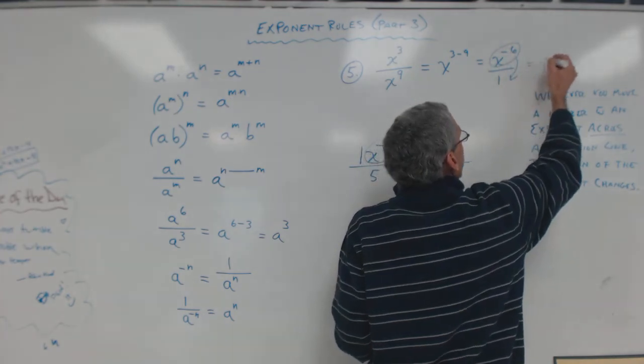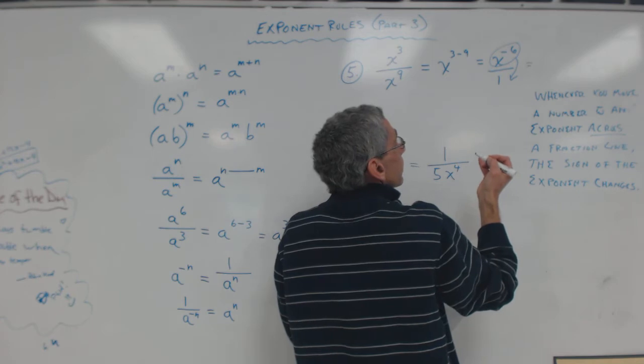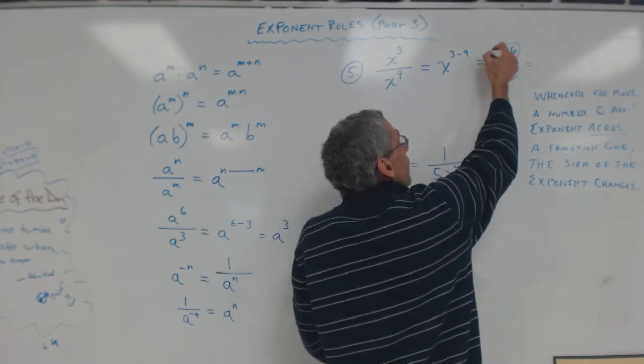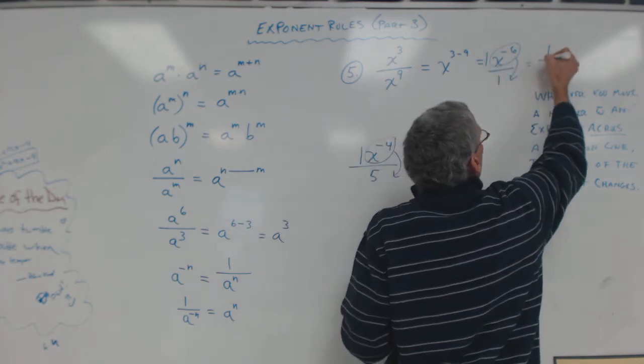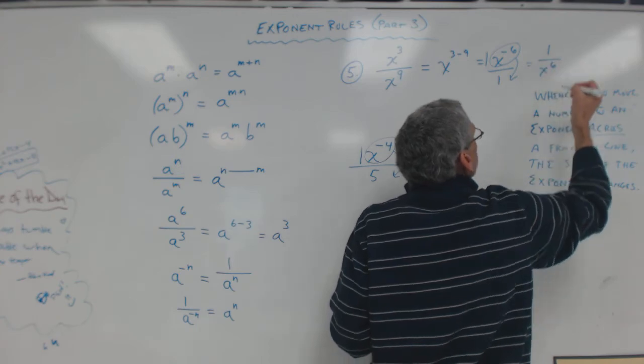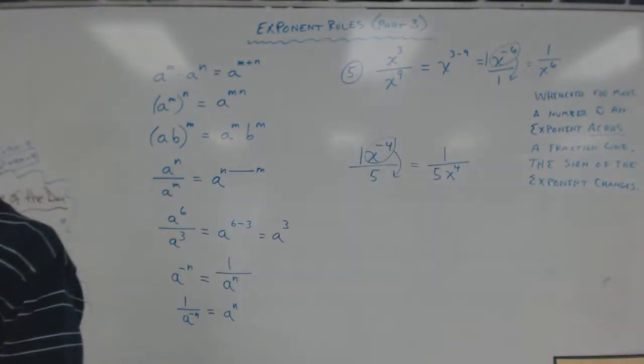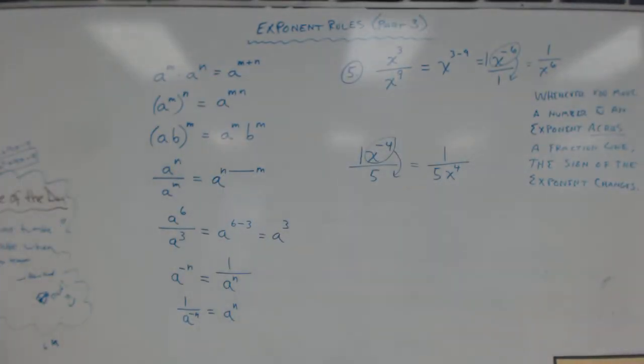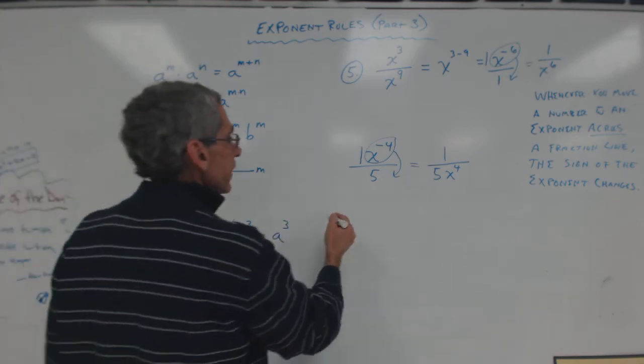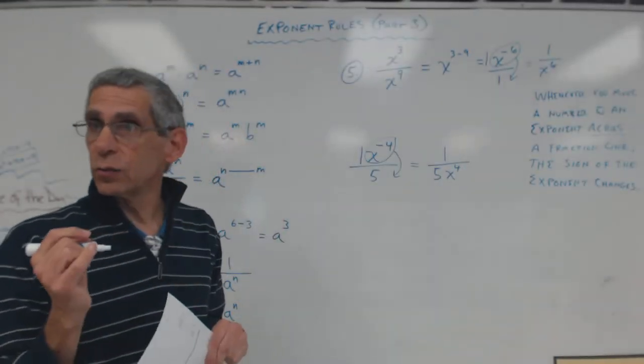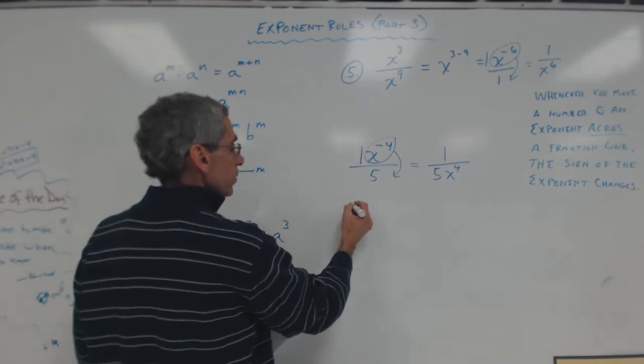Now, does that mean the answer is x to the 6? No. No, because there's a 1 up here, right? So it's 1 over x to the 6. Okay, does that make sense? Do you get that? Does that make sense?